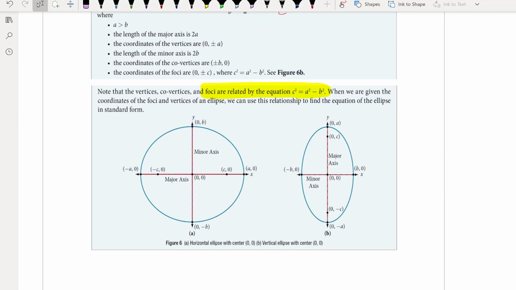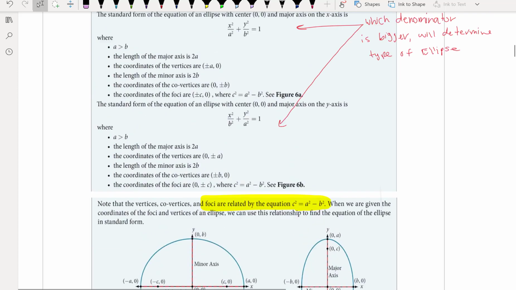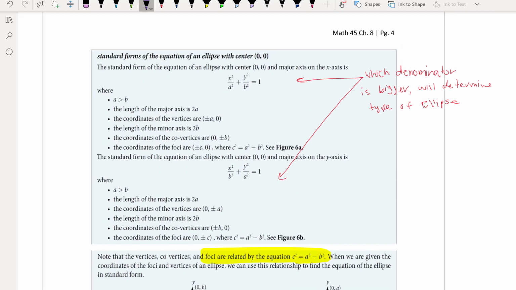And figure A is the horizontal ellipse at 0, 0, and part B is the vertical ellipse. So the horizontal ellipse, that would be like my type 1. So that would be this one. So my ellipse more or less would look like this, versus my ellipse here would look like that, okay? So it's stretched out horizontally, versus the second equation is stretched out vertically.